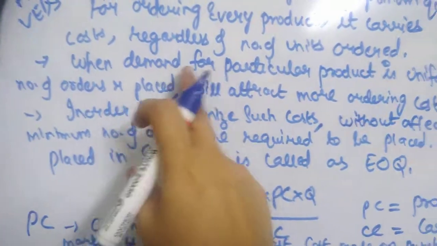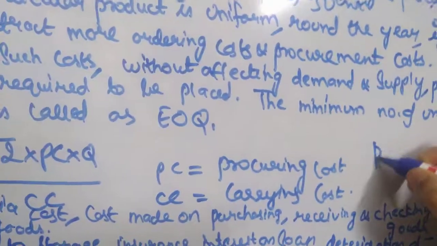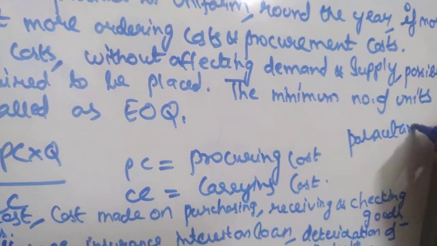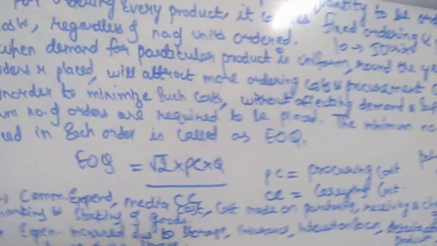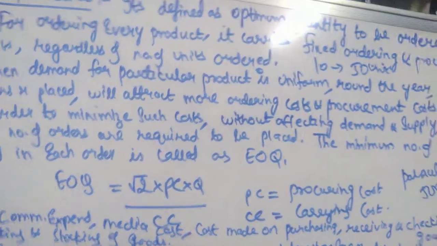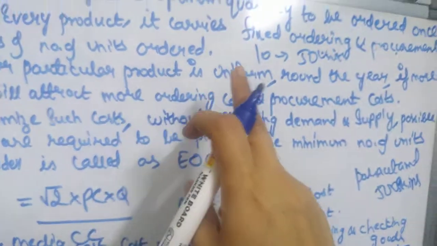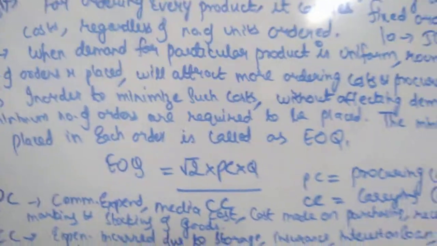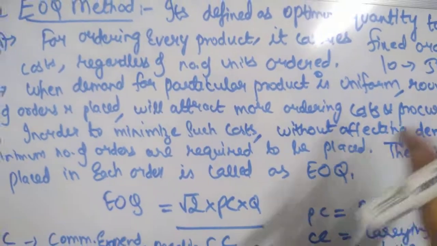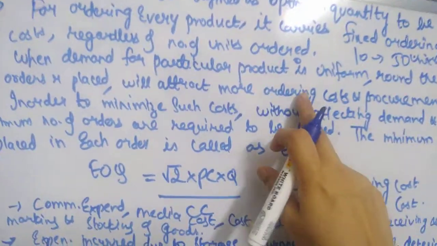Okay, so when demand for a particular product is uniform round the year. Demand is uniform round the year means, for example, the demand for paracetamol will be 500 strips around the year. So it is more or less the same overall. So if you place more number of orders, then you will have more ordering cost and procurement cost, right? When demand for a particular product is uniform round the year, and if more number of orders are placed, it will attract more ordering cost and procurement cost. So you have to minimize such costs. That is the main idea behind inventory control. So this method will tell you how to minimize such ordering and procurement cost.